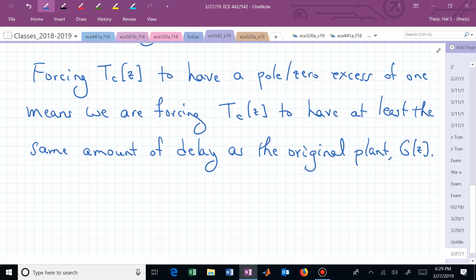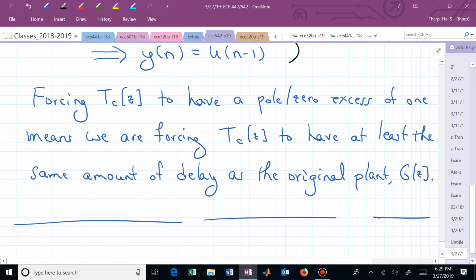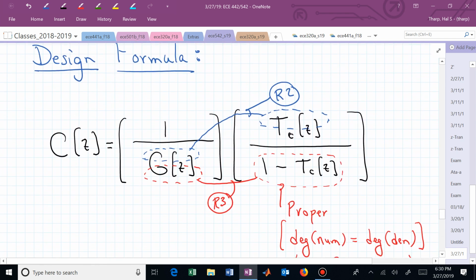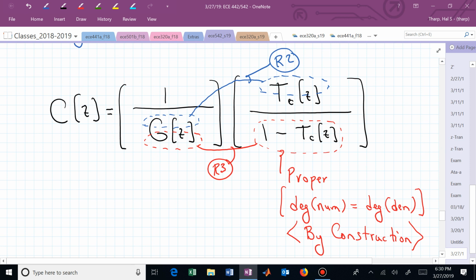And by ensuring that T sub c of z in this formula, 1 minus T sub c of z, is not going to change the pole zero excess because it's proper. That's what I'm meaning by circling it and saying it's proper. So now we're comparing the pole zero excess of T sub c of z with the pole zero excess of g of z. As long as T sub c of z has at least the same pole zero excess as the original plant, we will preserve or produce a causal controller.